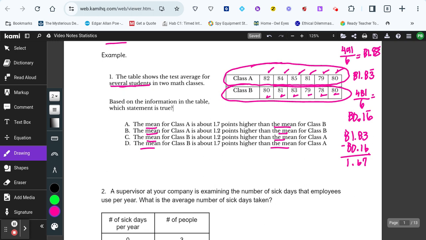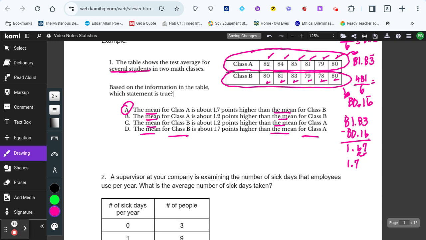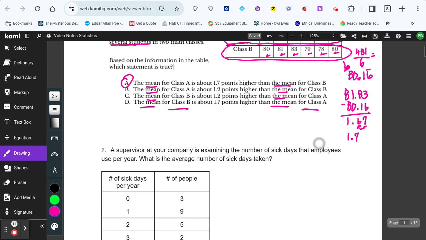And it says the mean for class A is about 1.7 points higher. Of course, class A was higher, had a higher mean than class B. And it is about 1.7 because that 7 tells that 6 to go up to about 1.7. So it says the mean for class A is 1.7 points higher than the mean for class B. I'm going to go with A. Now, D looks about the same, but it says the mean for class B is about 1.7 points higher than the mean for class A. So it's switched up because the average for class B is not higher than the average for class A.